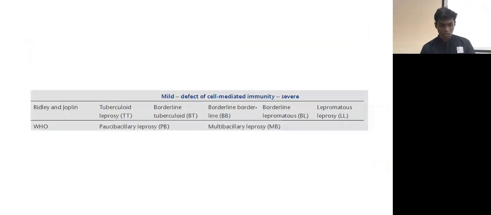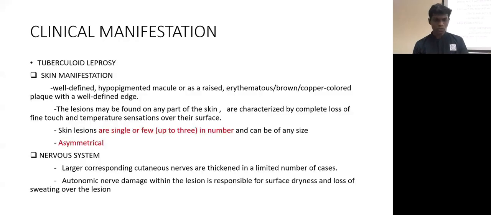Based on the Ridley-Jopling classification, there is tuberculoid leprosy, borderline tuberculoid leprosy, borderline leprosy, borderline lepromatous, and lepromatous leprosy. In tuberculoid leprosy, what we usually see in the skin is a well-defined hyperpigmented macule or a raised erythematous brown or copper-colored plaque with well-defined edges. These lesions may be found on any part of the skin, characterized by complete loss of fine touch and temperature sensation over their surface. They are usually single or up to 3 in number, can be of any size, and are usually asymmetrical.